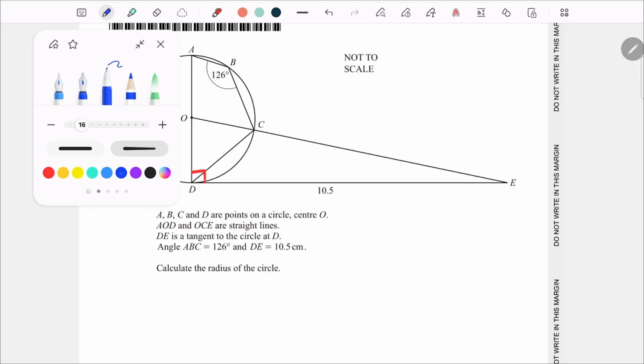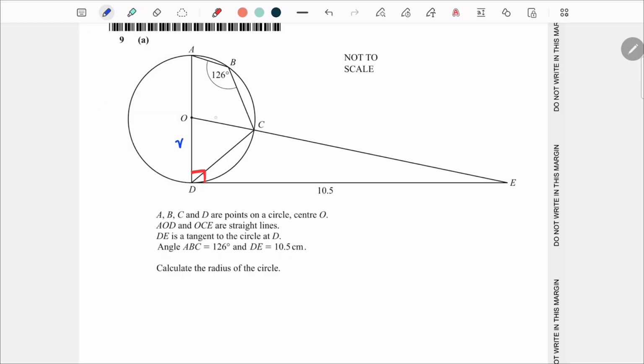Radius is basically OD and OC. So first, I can see that A, B, C, and D, this whole diagram, this is a cyclic quadrilateral because all the vertices are touching the circle. A is touching the circle, B, C, and D. So I'm going to write this down. The property for cyclic quadrilateral is that the sum of opposite angles will be equal to 180 degrees.